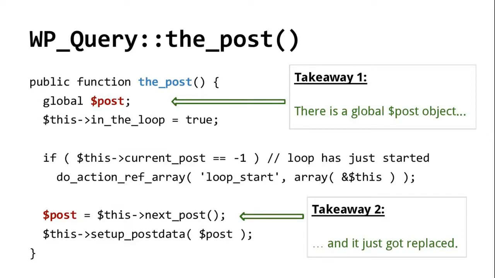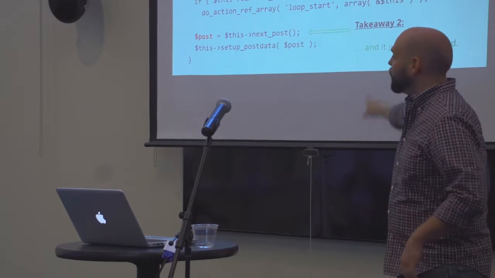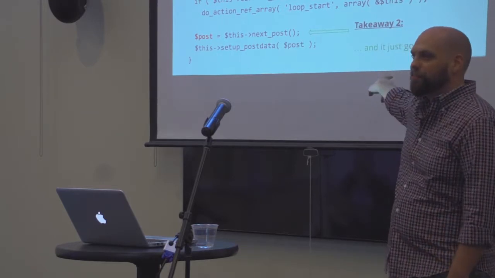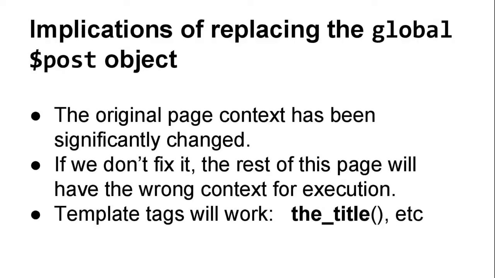So WP_Query the_post. Take a look at this for just a moment. And I've written all the hints you need in the side here. So what we want to understand here is that, first of all, there is a global post object. Be aware. And second of all, we just lost it. It just got replaced by the next post in the loop. So what does this mean?